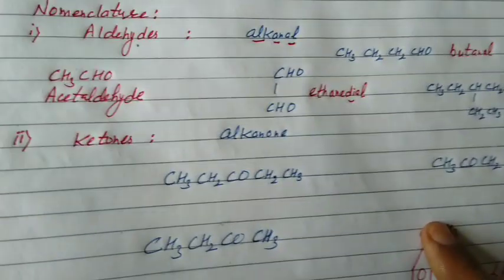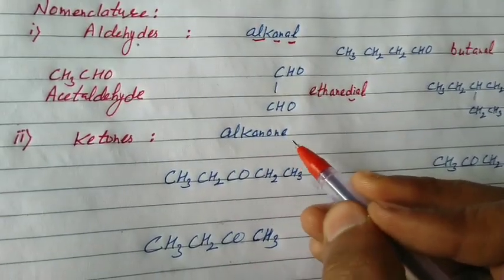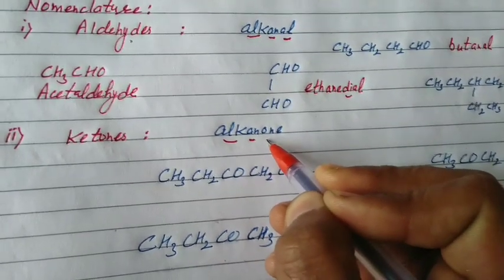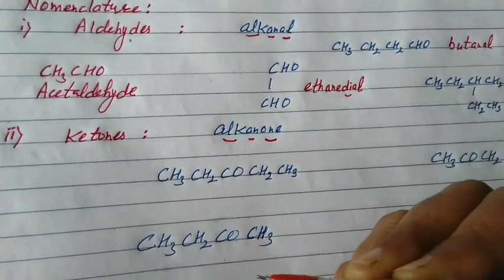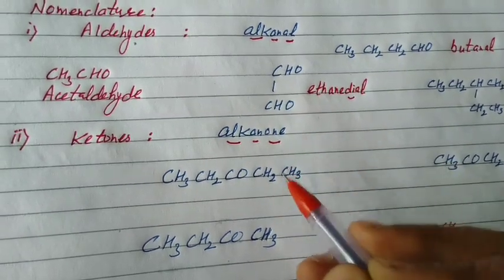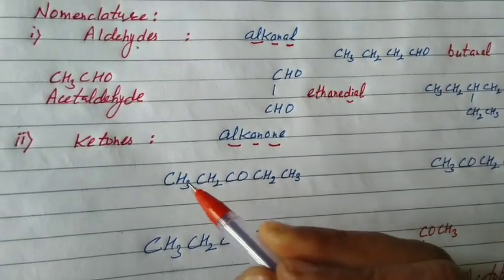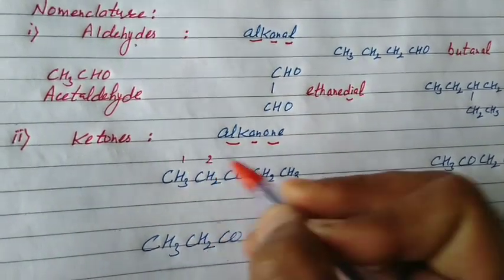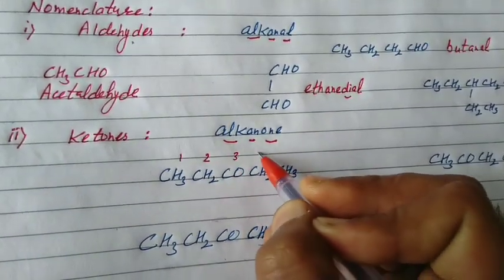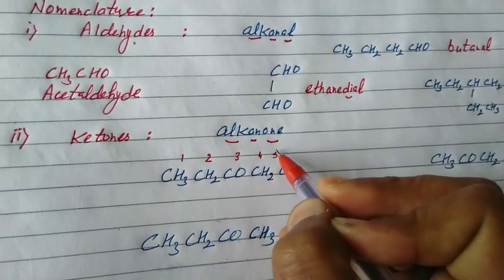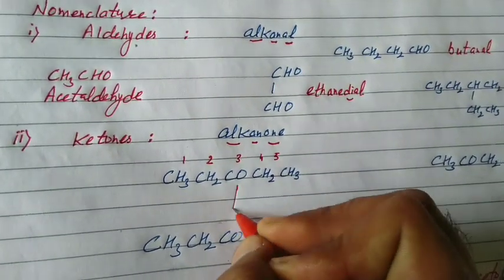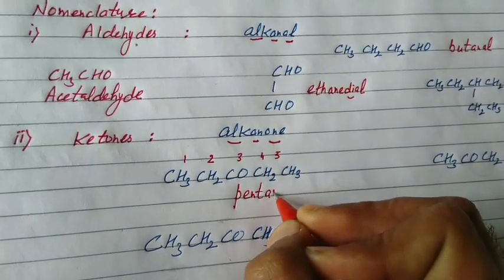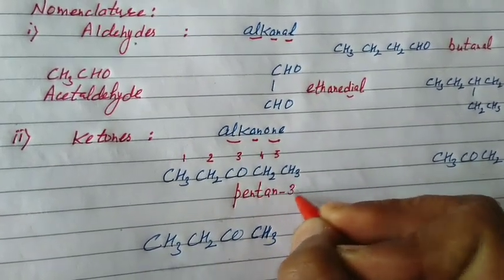Next, ketones are named by using the term alkanone. Same: alk is the word root, ane the primary suffix, and one is the secondary suffix for ketones. Number 1, 2, 3, 4, 5; or 1, 2, 3, 4, 5. The functional group gets the same number from both ends, so you can select any end. There are 5 carbons, so we use the word root pent. It is saturated, and the ketone is at position 3: pentan-3-one.